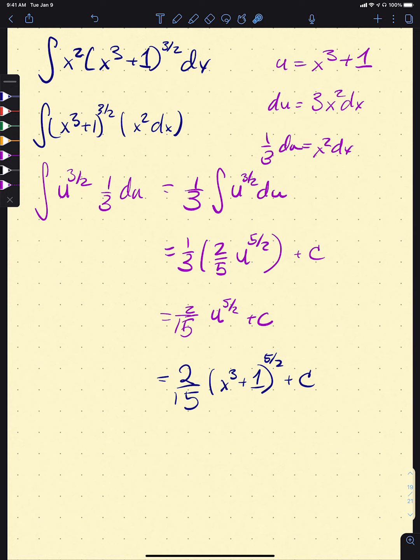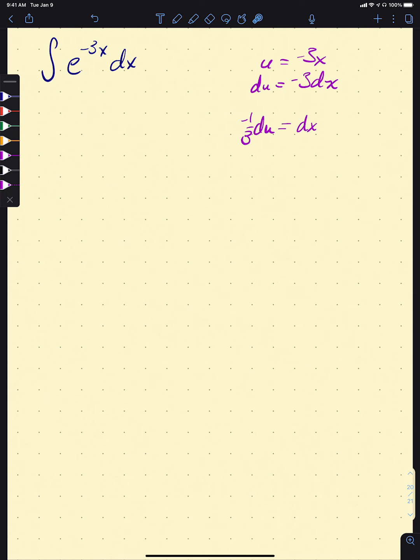You could also, going back to this example, write dx as du over 3x squared. And then when you substitute in your dx, this x squared cancels with that x squared, and you're left with 1/3. That's generally how I tend to think about it. But as I said, both are just two different roads to get to the same spot.